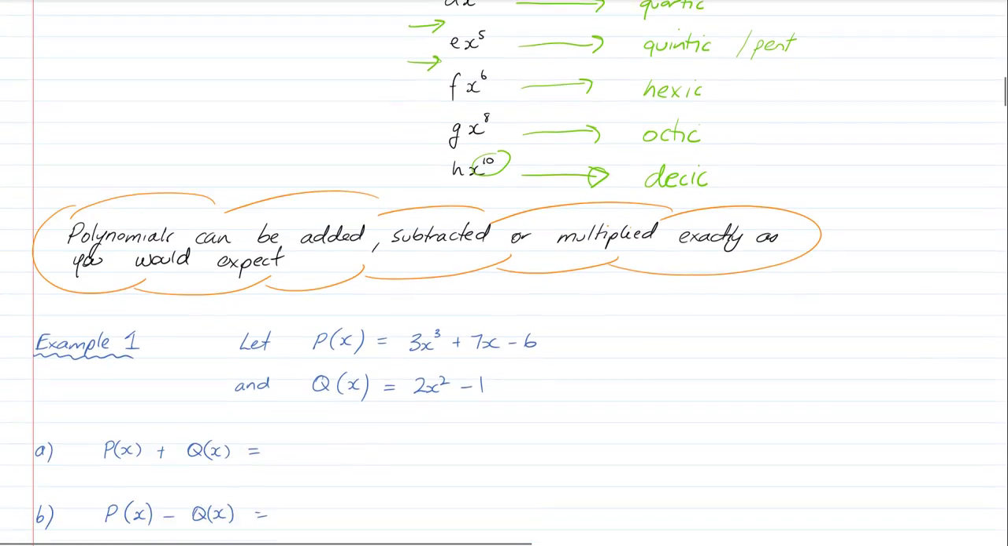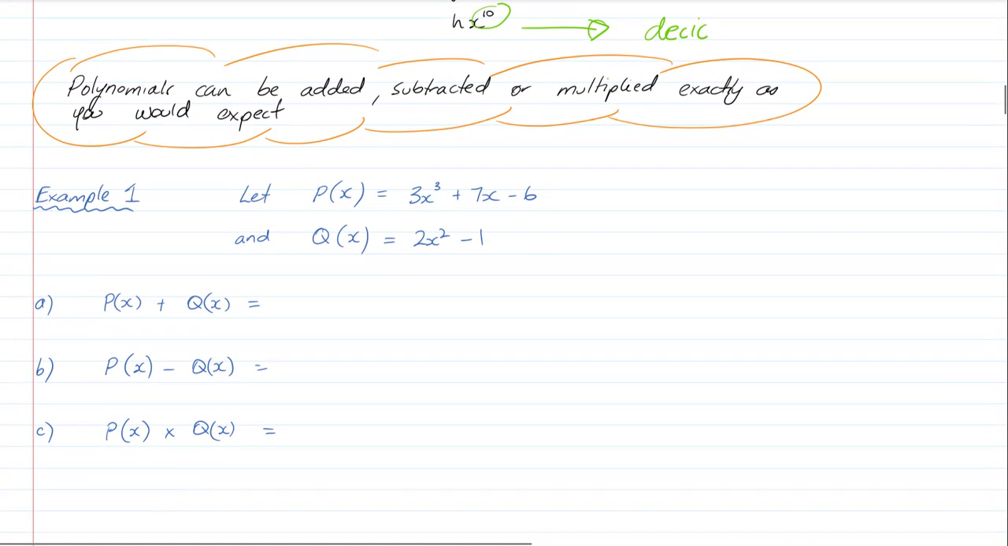So here's a couple of things. Polynomials can be added, subtracted, or multiplied exactly as you would expect. And I've got my first example here. So I'm going to just flip my screen down flat on the surface, which means instead of seeing my face, if you're looking at me, you're going to be able to see the roof instead. And I do apologise about that, but it's much easier to write. So we have p(x) plus q(x). I've defined p(x) and I've defined q(x) there.